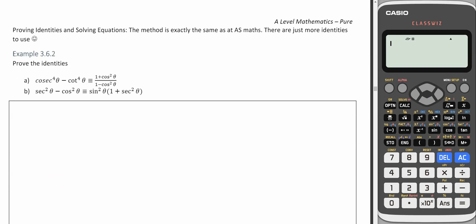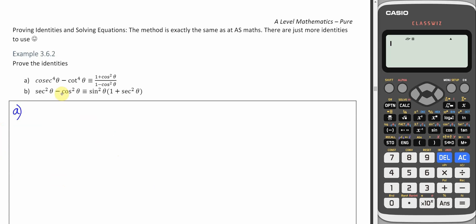Right, we're going to prove a couple of identities here. So the technique is to choose one side, do things to it, and then hopefully end up with the other side. In question one, I'm looking at the left hand side, looking at the right hand side, thinking which side shall I work on, and then simplify and try and end up with the other side.